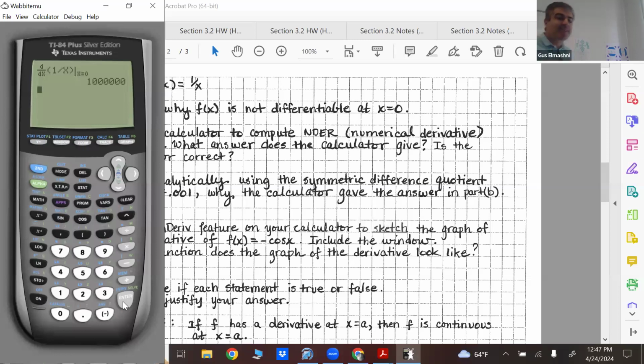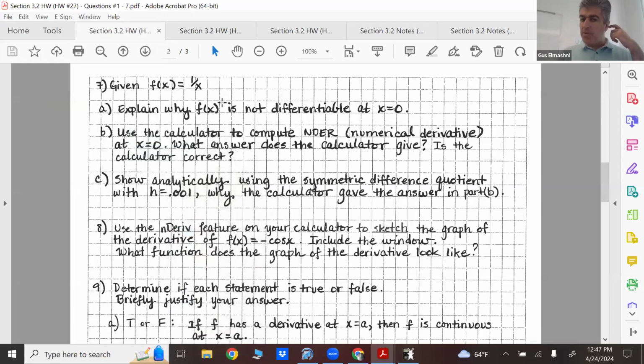That is incorrect, right? We know the answer is supposed to be not differentiable or doesn't exist or whatever. We know that. But this is what the calculator is doing. So now you understand the algorithm. It's not truly doing it analytically. It's doing an approximation. That's how it does it. So, a nice little segue to what we're going to do in just a little bit.